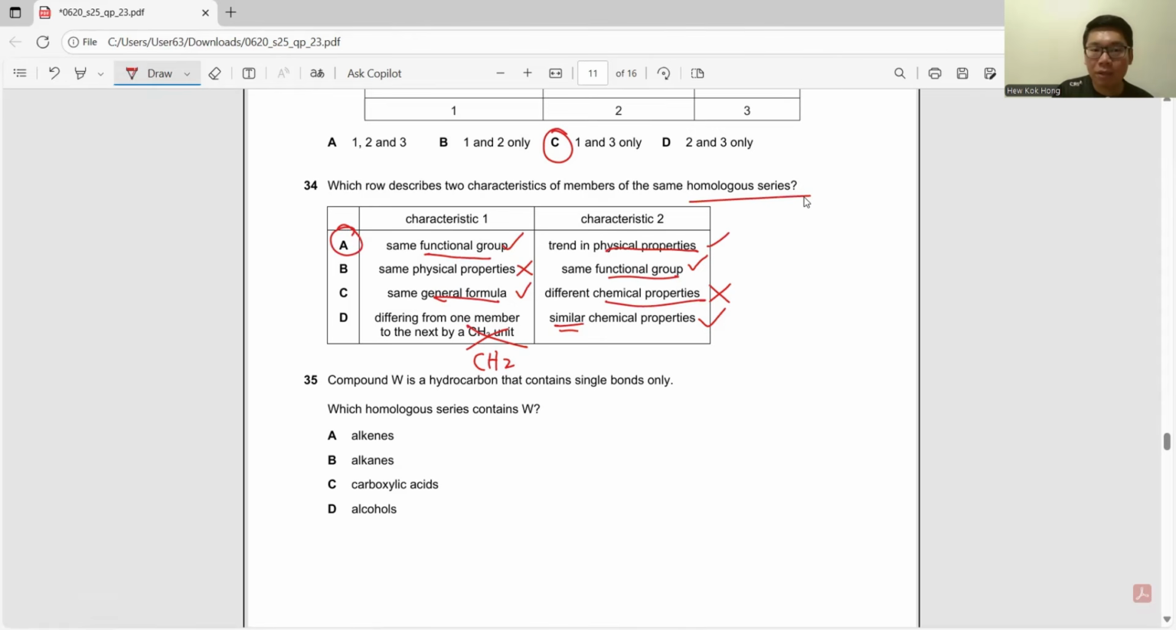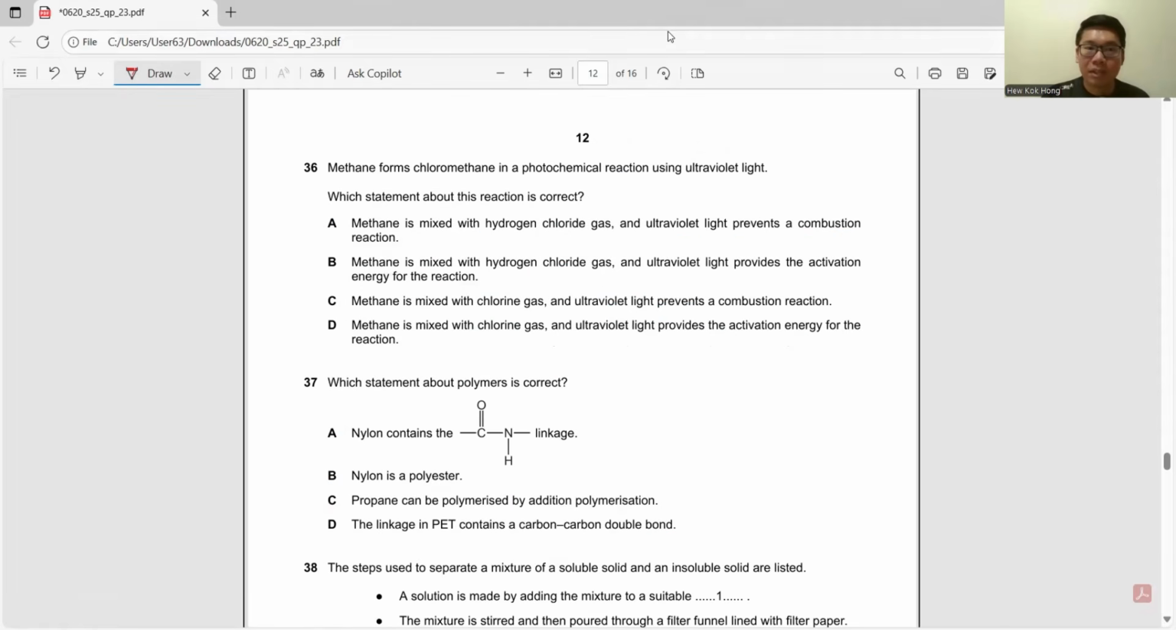35. Compound W is a hydrocarbon that contains single bonds only. So this is an alkane. Then they ask which homologous series contains W? B, alkane. 36. Methane forms chloromethane in a photochemical reaction using UV light.